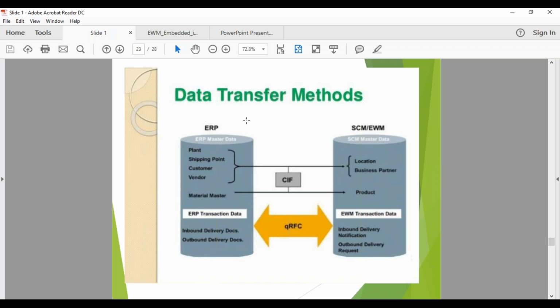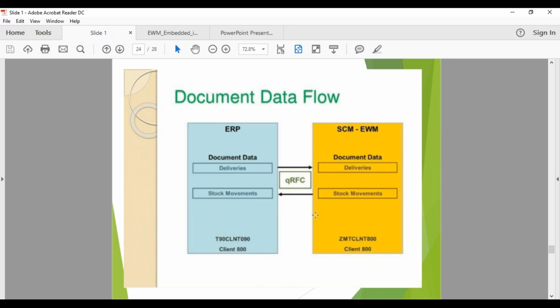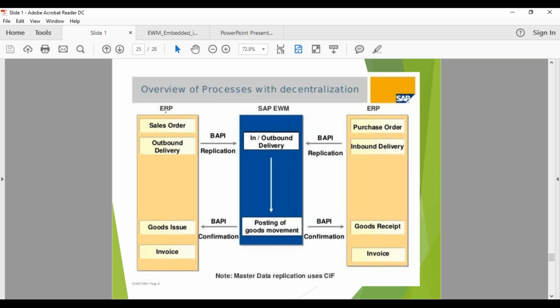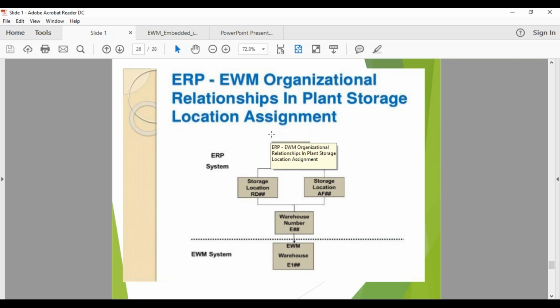Further to that, we'll be discussing the data transfer methods, how the simplifications are done at the CIF level and the qRFC level, and what the document flow is at the ERP level. That means at the outbound level, sales order and outbound delivery, how they will move to the extended warehouse management. At the ERP level, how the purchase order and inbound delivery will move to the extended warehouse management. This entire architecture we'll discuss.